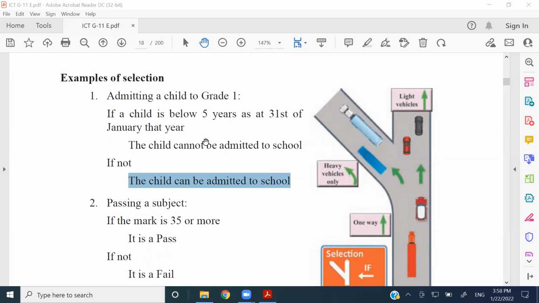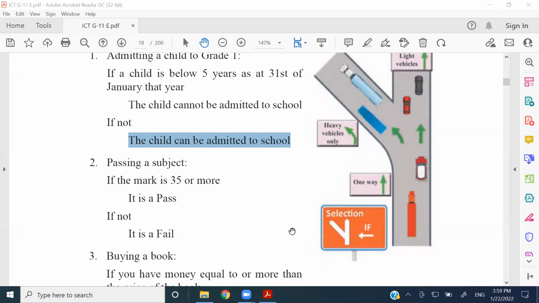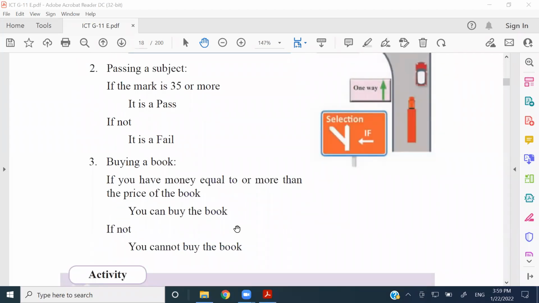Like we decide the pass mark of a subject. If you score more than or equal to 35, it is considered as pass. If not, it's considered as fail. Right? And here they have taken you to buy a book. So if you got enough money, you can buy the book. If you are not, you cannot buy the book. So it is always a condition which defines which activity that we are going to perform. And those activities, very importantly, are done only once.